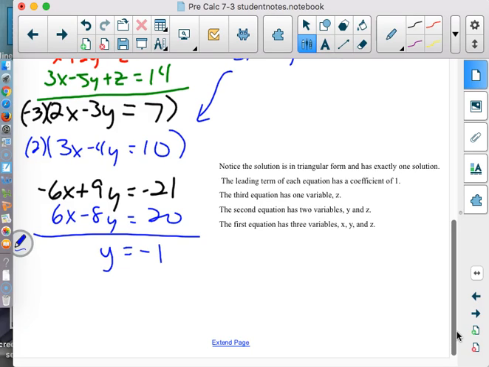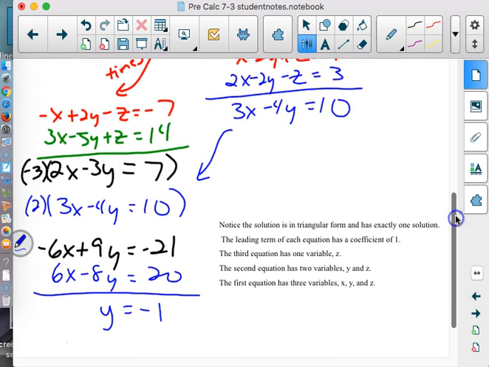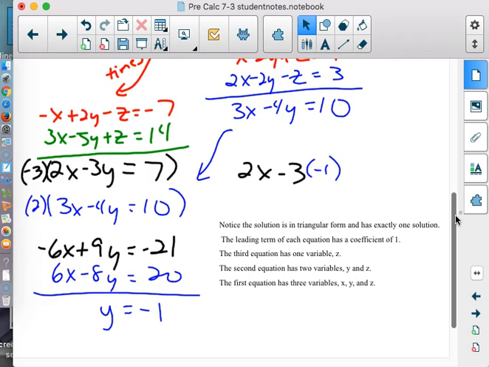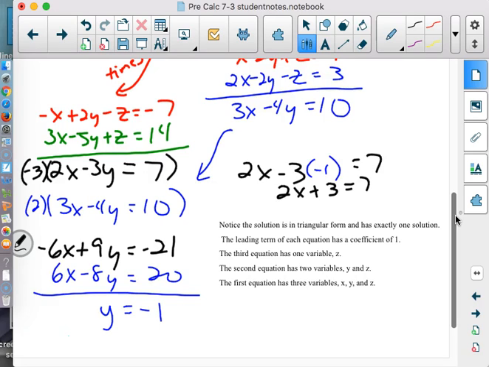Now we can back substitute. If we know y is negative 1 and we want to use this triangular form, the next place to go would be the next biggest equation, which are these two right here. And you can use either one of those to figure out, hey, what's x going to be if y is negative 1? We'll just use the top one here. So 2x plus 3 equals 7. We'd subtract the 3 and divide. And x is 2.